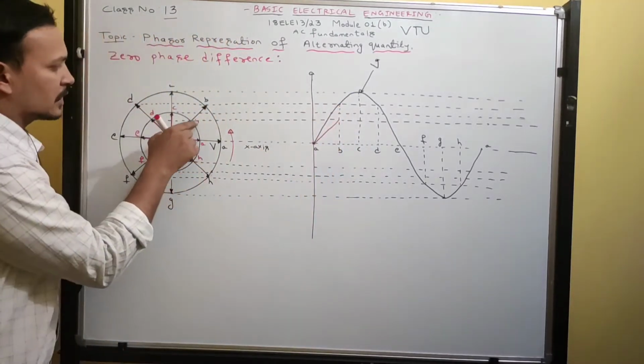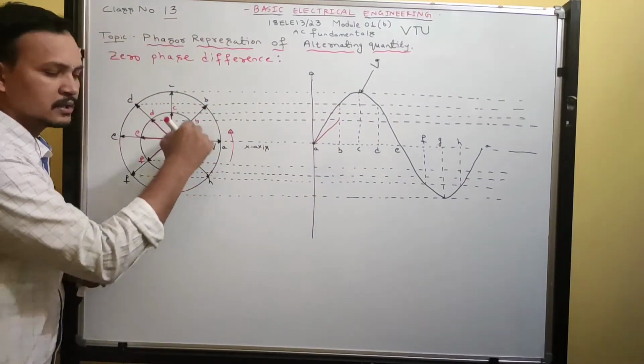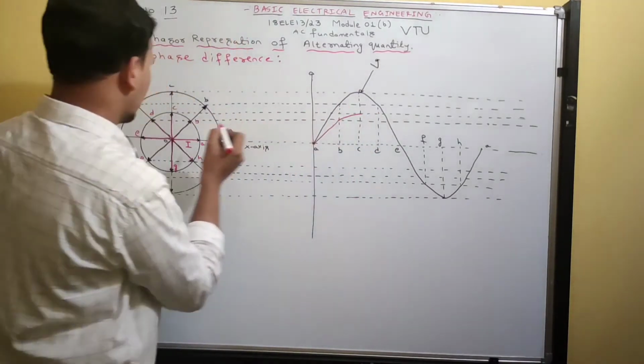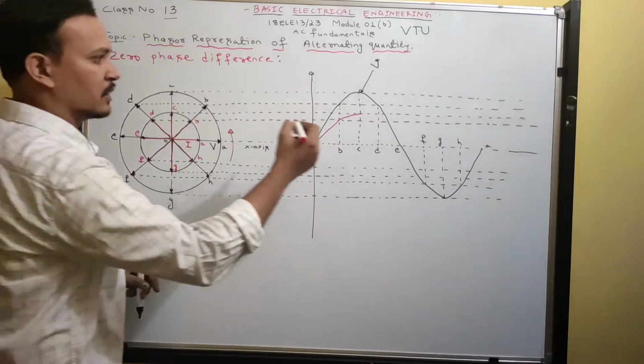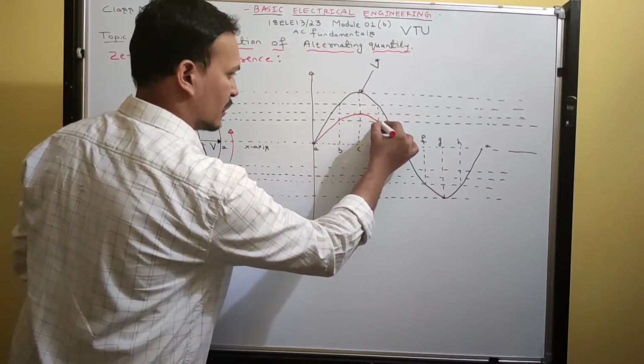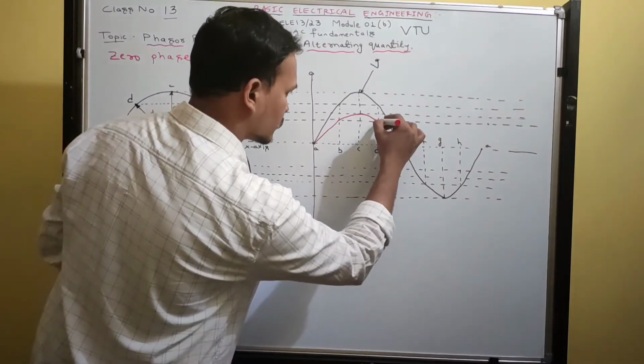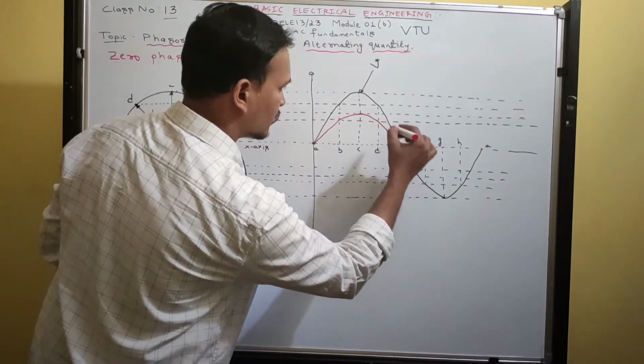Next, at position C, see the red color in the inner circle. At position C, you will get maximum current. At position D, again the value decreases. Then at position E, finally the value becomes 0.